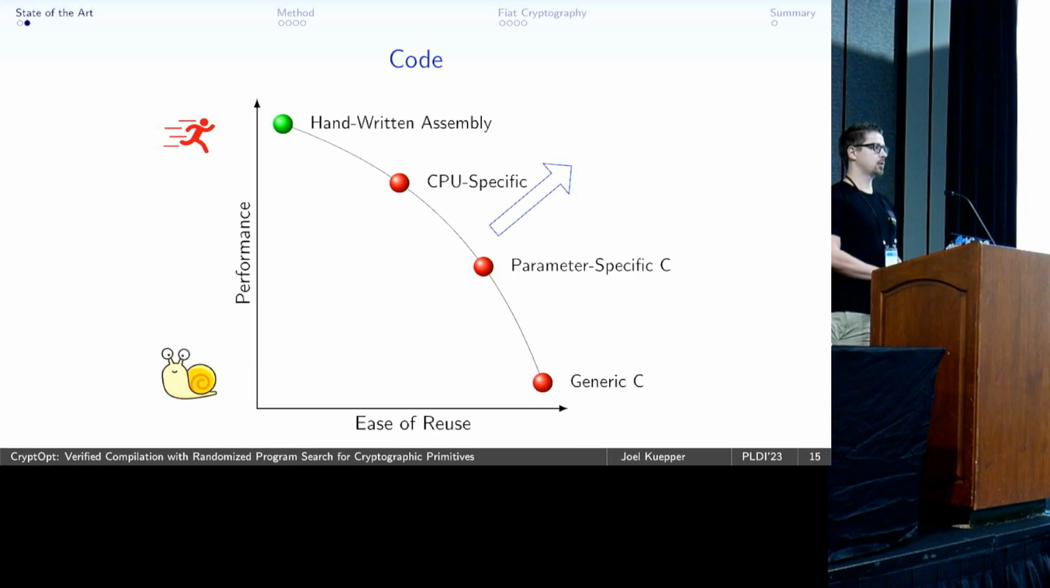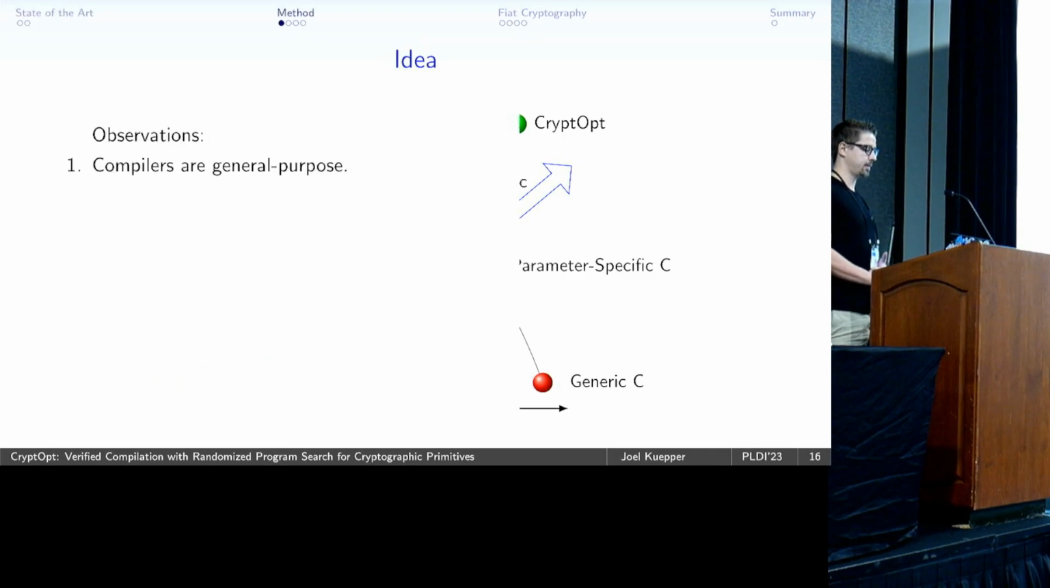With our tool CryptOpt, we're trying to push that border to the upper right-hand corner. And this is where we think we landed. We generate code, performance-wise on par with handwritten assembly, very easy to use, and our trusted computing base is very small. So let's see how we did that.